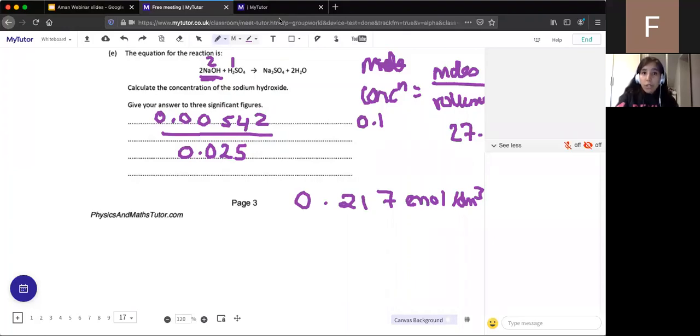Okay, if there are no questions then, I will see you tomorrow where we'll be starting our next topic, which will be looking at reaction profiles and energies in reactions, so exothermic and endothermic reactions.